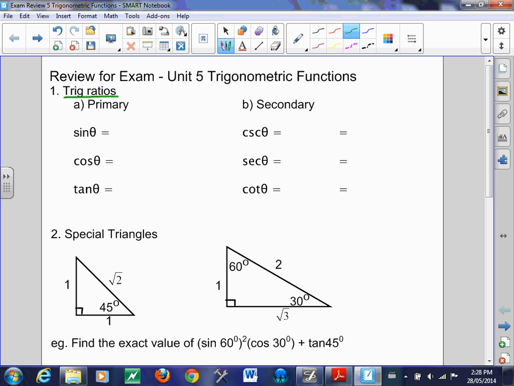So trig ratios, if we're taking a look at the primary ones, the short form we should use to remember that is called SOHCAHTOA. Learned that back in grade 10. Okay. So what does that tell us?